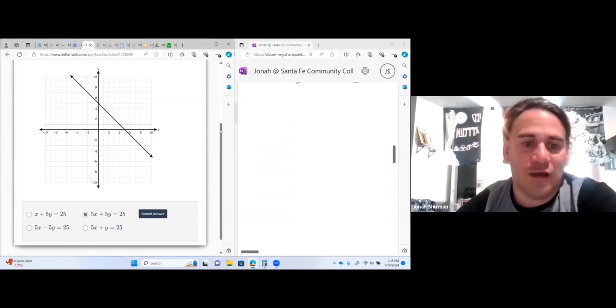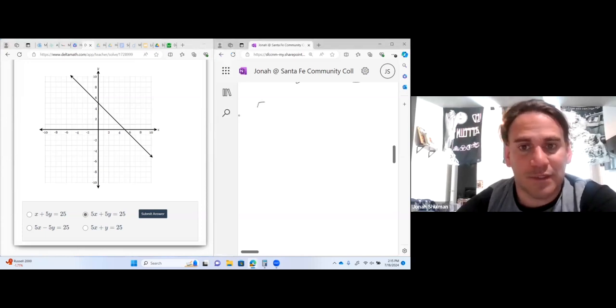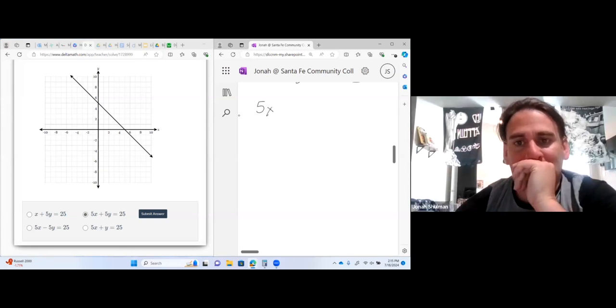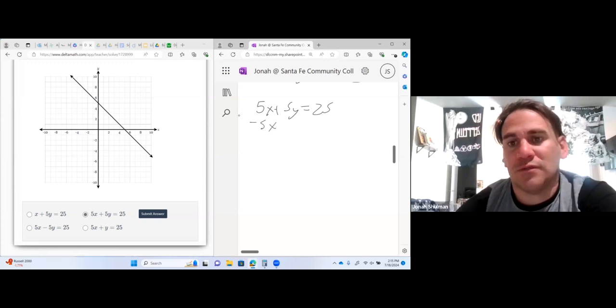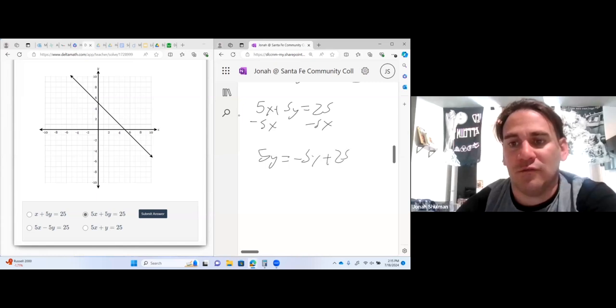Well, one, they're both fives, so we can just divide by it. We can plug in zeros, right? We can do all this fancy stuff, right? But this is what I just did in my head. So I minused 5x from both sides. I got 5y equals negative 5x plus 25. Okay, that was my first step.